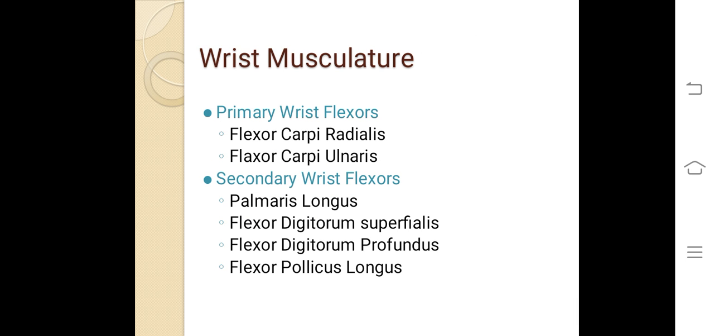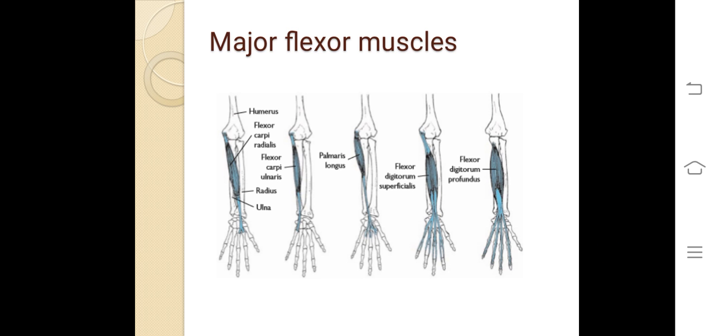Wrist musculature. The muscles responsible for flexion at the wrist are the primary wrist flexors and the secondary wrist flexors, which allow flexion movement at the wrist joint. These are the following: flexor carpi radialis, flexor carpi ulnaris, palmaris longus, flexor digitorum superficialis, flexor digitorum profundus, and flexor pollicis longus muscle. These are muscles.